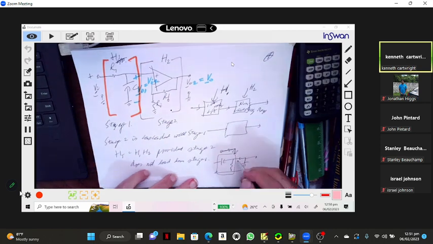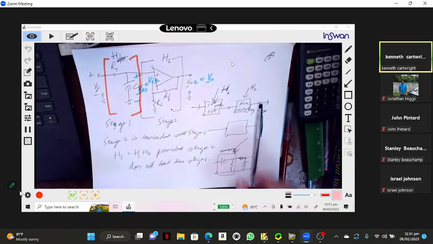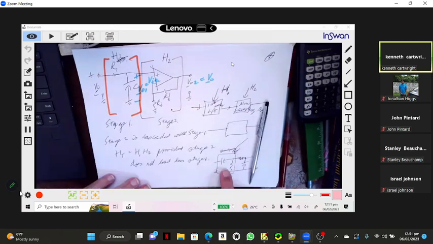What's this first block? Anyway, my time is going. The first block here is a high pass filter. The second block is a low pass filter. Overall, this is a band pass filter. We did all this in 235.